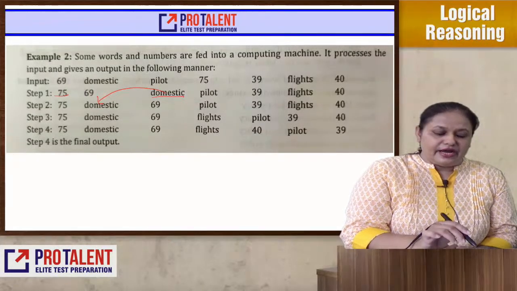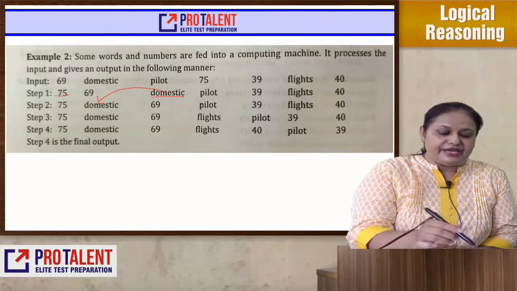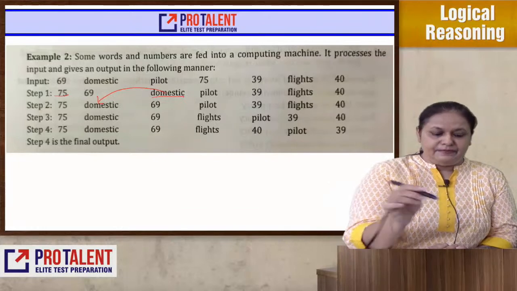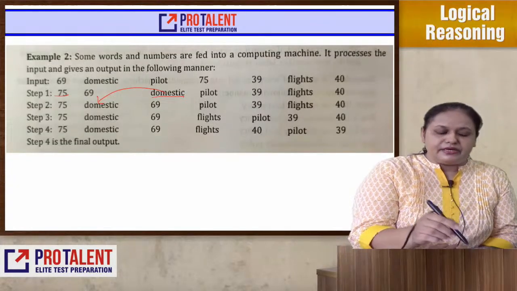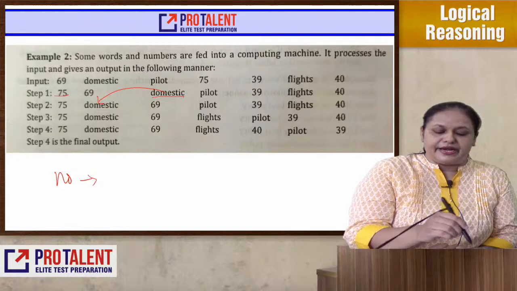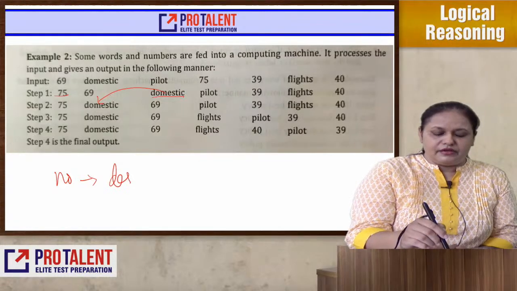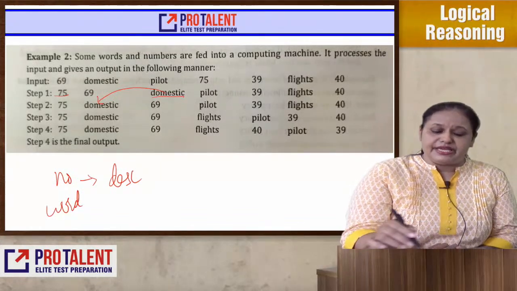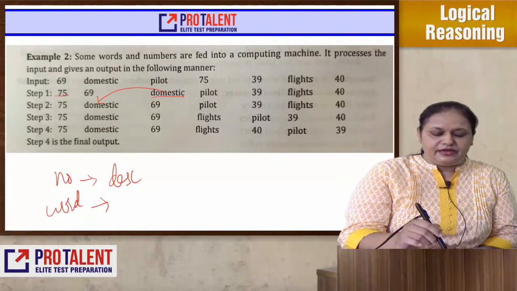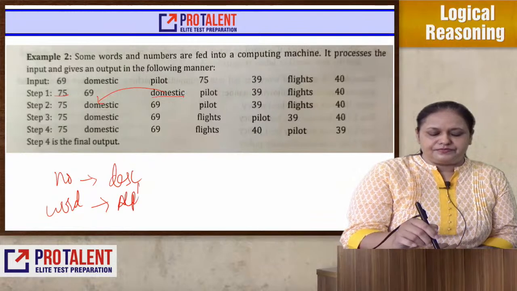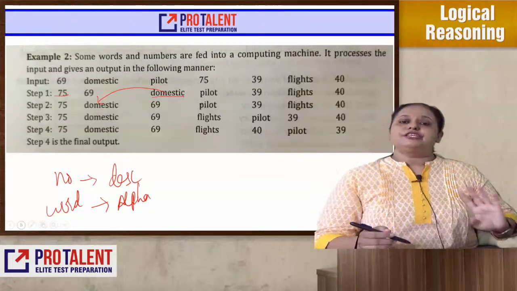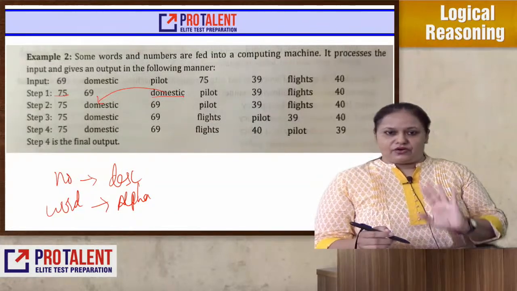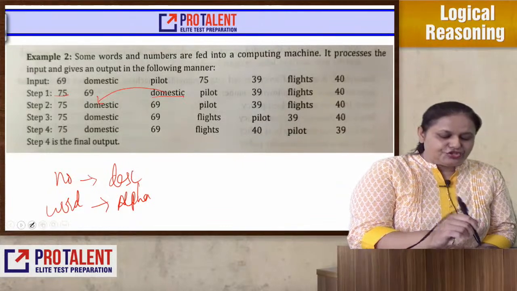Domestic is getting placed over here, and then the rest of the series is as it is. So if step 4 is the final output, what we can see is alternate number and word, and the numbers are in descending order, and alternate words D, F, P are in alphabetical order. Getting it right? So this is the logic. Numbers are in descending order and words are in alphabetical order. Clear? Now let's see the question.